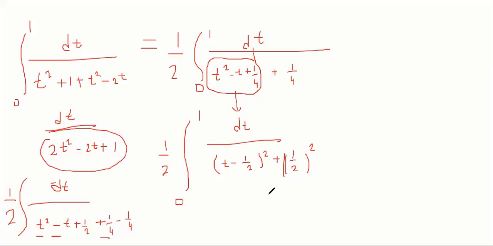Everybody understanding it? What is 1 by 1 plus t square integration? Tan inverse t. 1 by 1 plus t square integration is tan inverse t. So integration of 1 by half square plus t minus half square, it is just shifted by half, guys, if you really see.